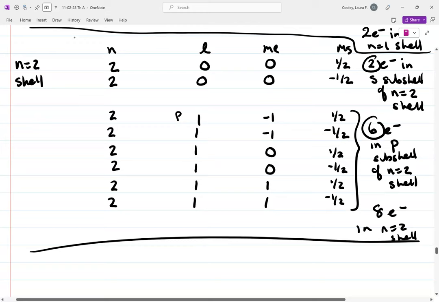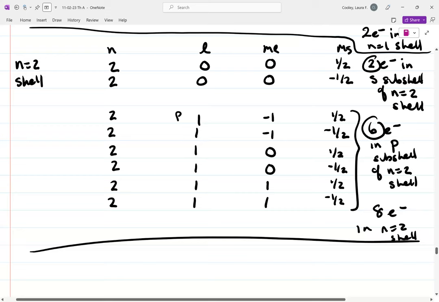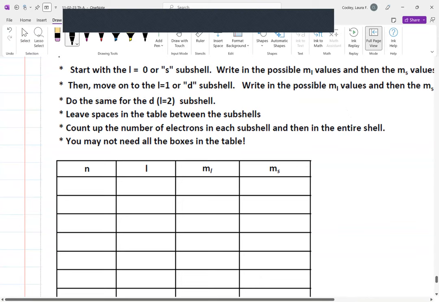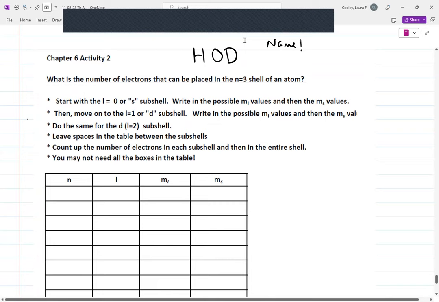Okay. So now I'd like you to take out activity 2 from the packet I just gave you. It's at the end of all the slides. And I'd like you to work out that N equals 3 shell. Because if I do it, it doesn't teach you anything. So we have the N equals 3 one here. So just use the same strategy. Go and look at what was done for the previous one, the N equals 2.